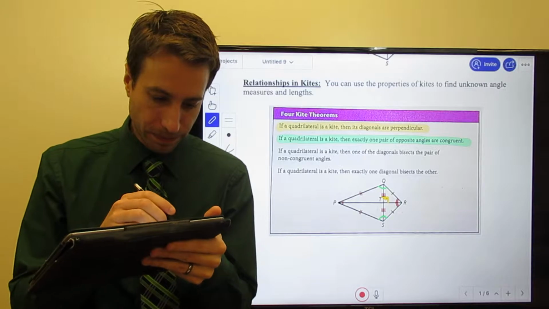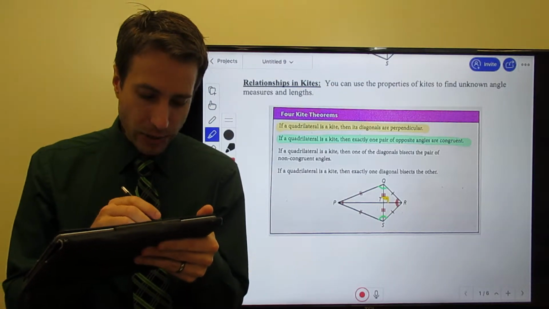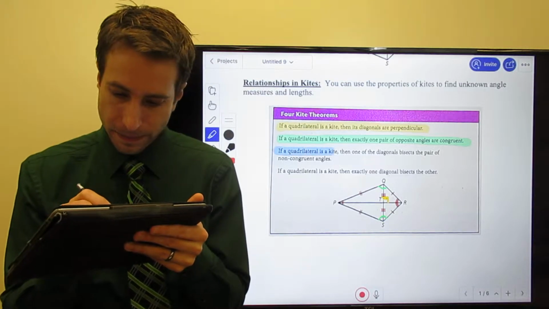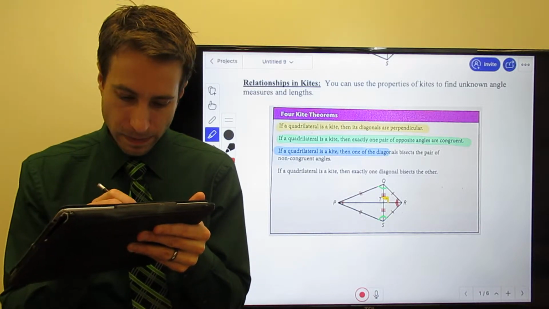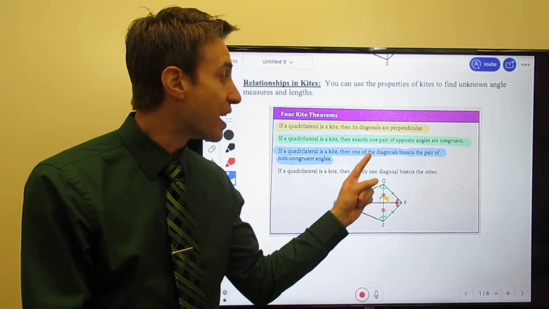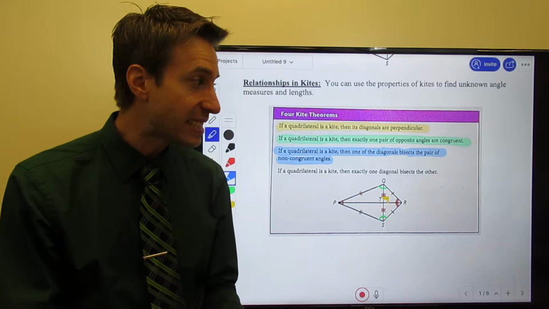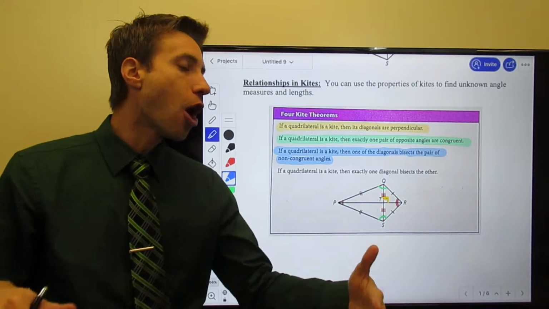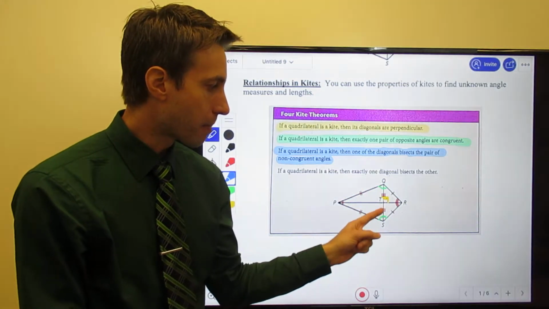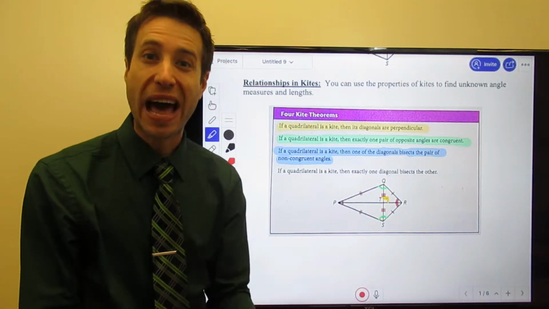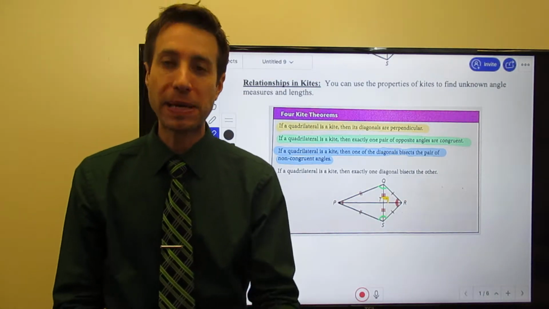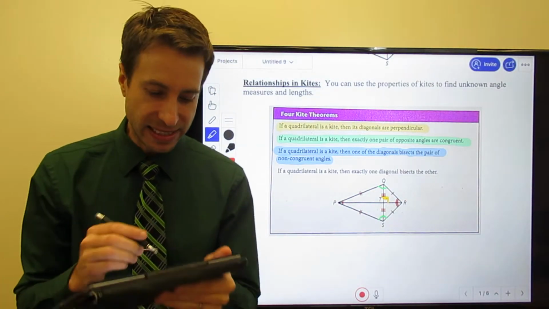The next one, let's see here. Let's do blue. If a quadrilateral is a kite, here's what it says. If a quadrilateral is a kite, then one diagonal will bisect a pair of non-congruent angles. Easy, easy. These angles are my congruent ones. So what that means then is that the other two angles must be bisected by the diagonal.